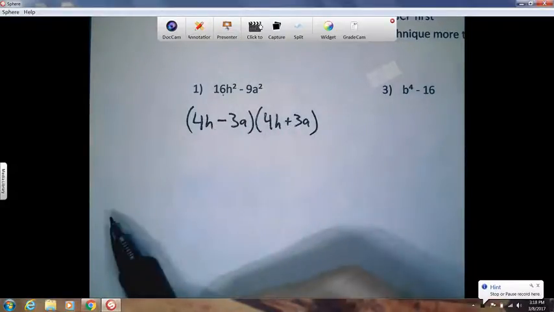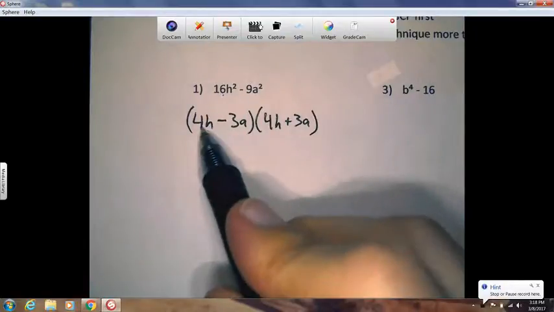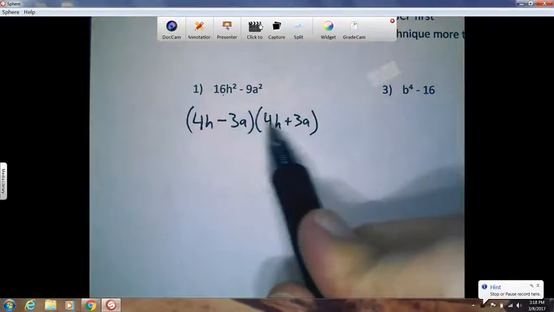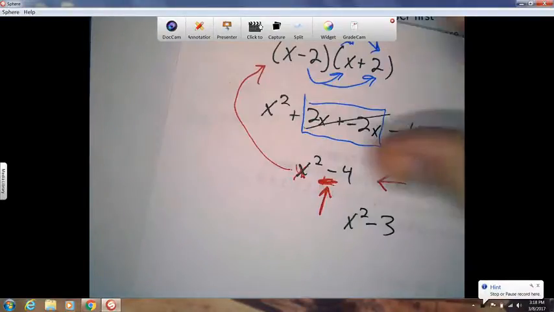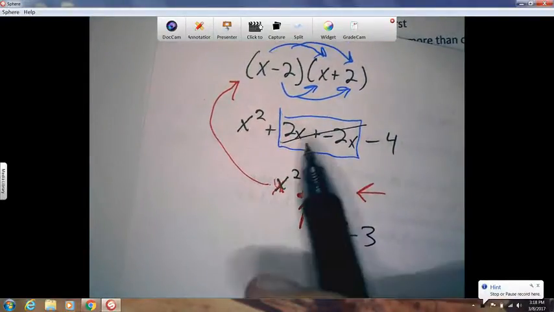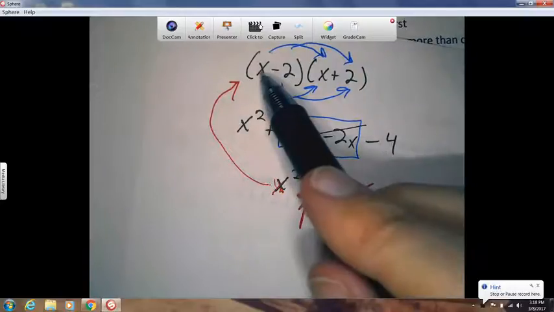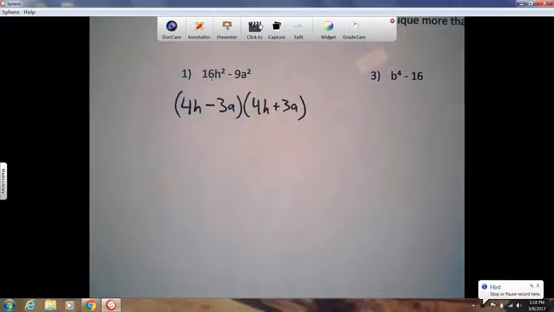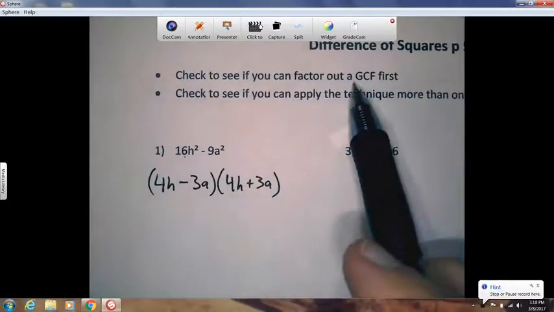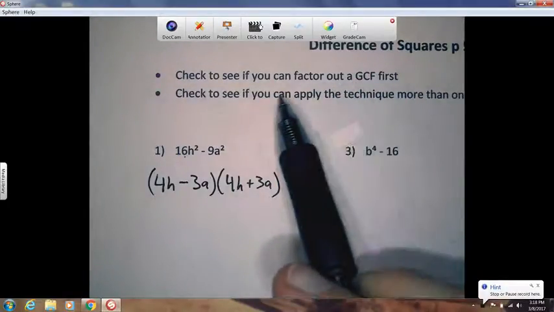Because I have the exact same terms, only with a minus and a plus, the middle terms will cancel out. Just like we looked at, the middle terms will cancel out. So we have something that's minus something and plus something. So we're done. Now again, always check if you have a greatest common factor first, and see if you can apply the technique more than once, because often you can.